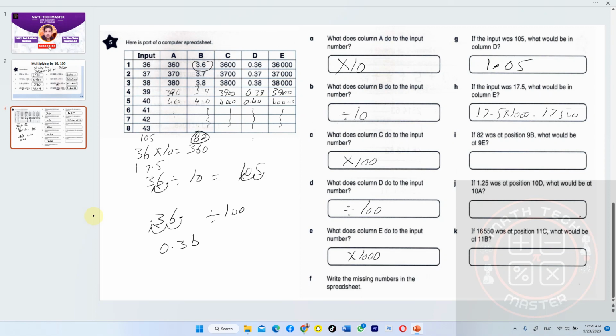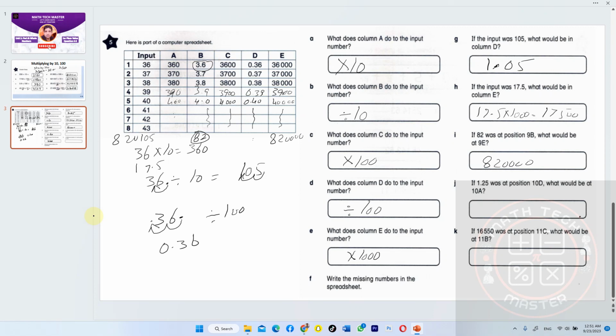If 82 was at the position of B, now this column B has 82 as the number. So what will be the input? Obviously, it will be 820. So what would be the E part? Multiply 820 by 1000. So it will be 820,000.